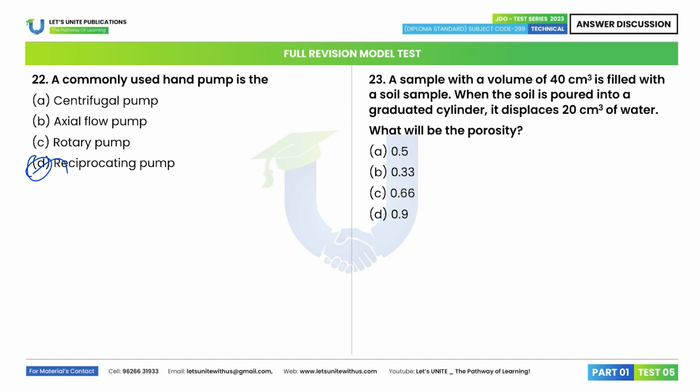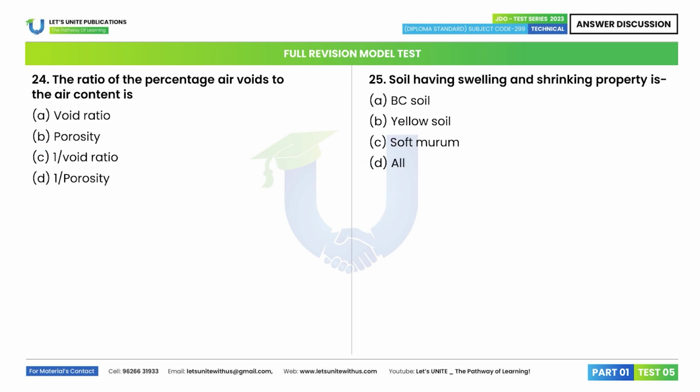When the soil is poured into a graduated cylinder, it displaces 20 cm3 of water. What will be the porosity? The answer is option A, 0.5. Twenty-fourth question, the ratio of the percentage air voids to the air content is porosity. Option B is the correct answer. Twenty-fifth question, soil having swelling and shrinkage property is BC soil. Option A is the correct answer.